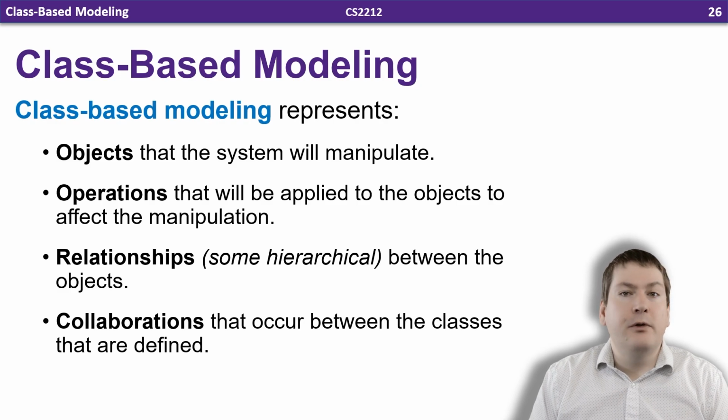Collaborations here refers to the relationship between classes in which they work together to achieve a common goal. Collaboration between objects occurs when an object interacts with another to carry out a task or process, such as calling a method, events, message passing, or so on.